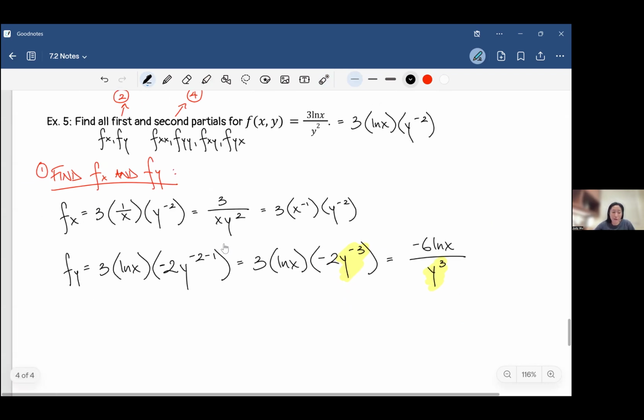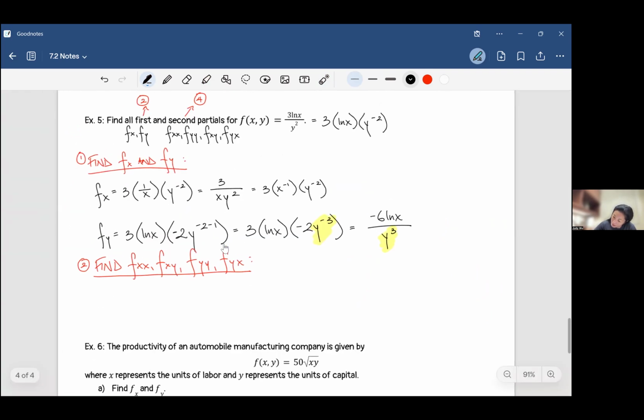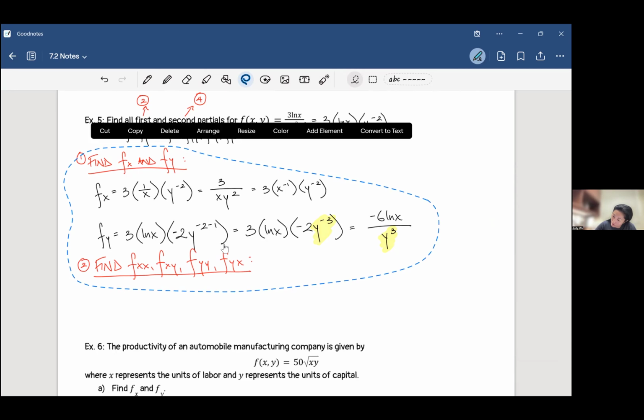All right, so we found our first partials. Once we found our first partials, then we can find our fxx, fxy, fyy, and fyx. In other words, we're finding all of our second partials now. All right, I'm going to make this a little smaller.